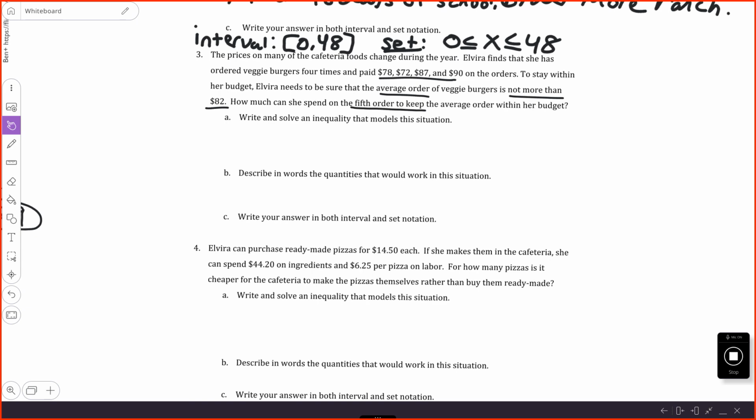So we have to find the average equation. The average is adding up all the numbers, dividing by how many there are, and we need this to be not more than, so less than or equal to 82. So the first thing you have to do is add.